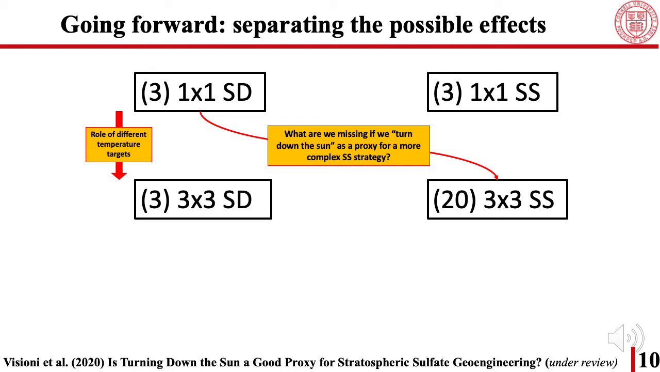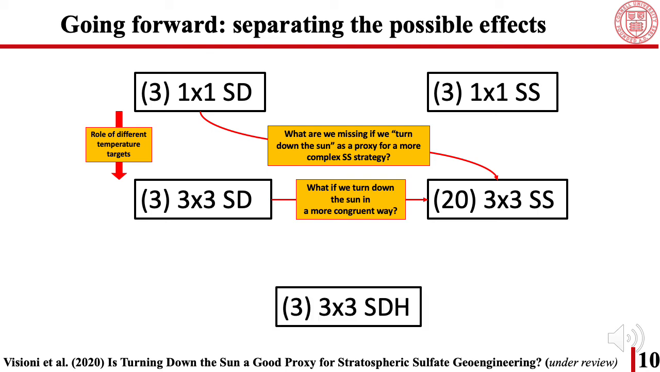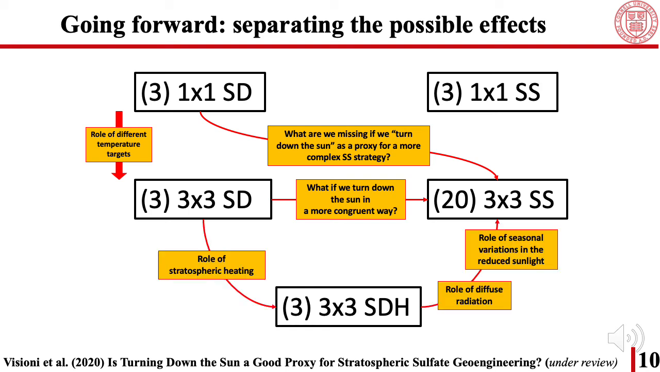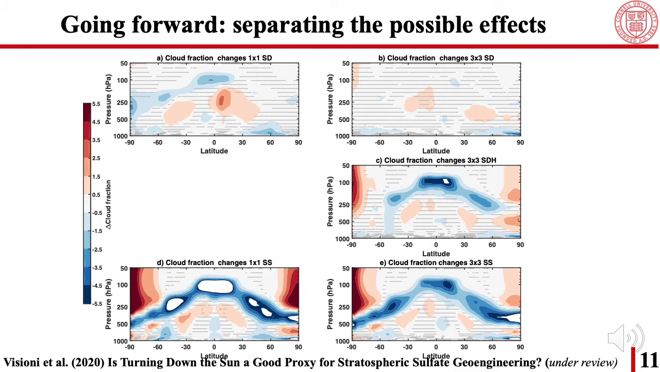Then we have another set that turns down the sun depending on the latitude, exactly as it would happen with the sulfate injection, to understand better what would happen in this case. And finally, we have a final set that turns down the sun the same way, but with the stratospheric heating from the aerosols imposed on top, where we can better identify the role of stratospheric heating, for instance.